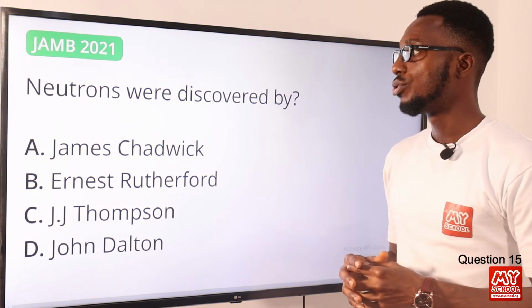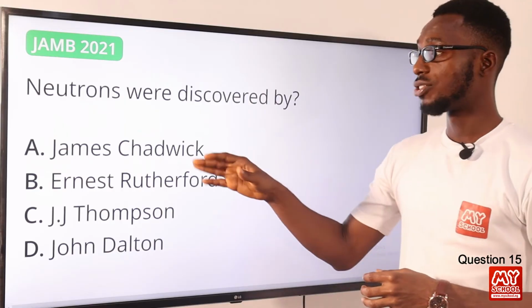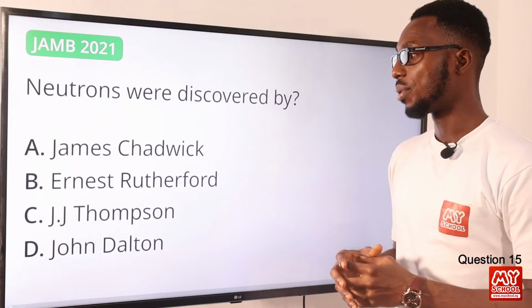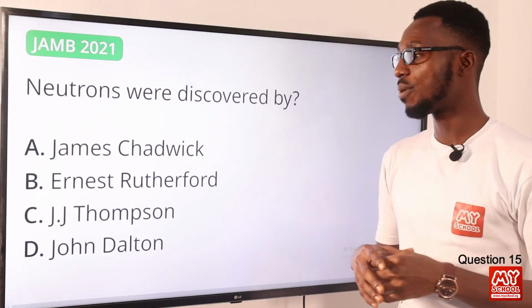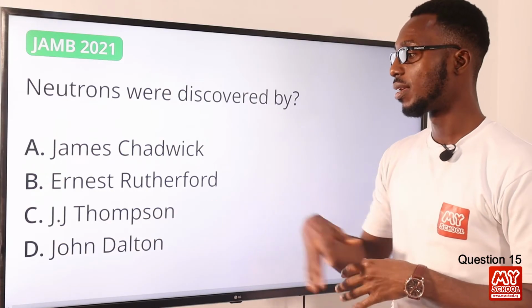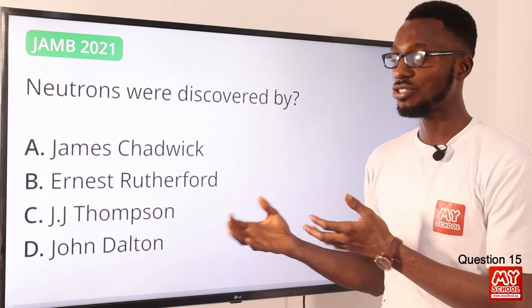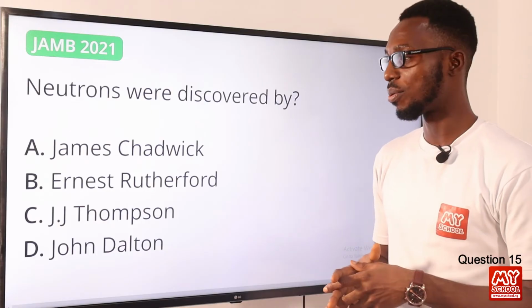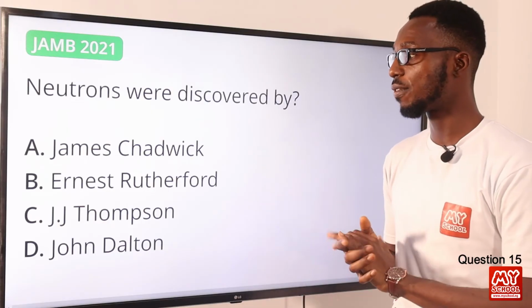15. Neutrons were discovered by Sir James Chadwick. Ernest Rutherford, we are looking at the nuclear structure of an atom. Joseph John Thomson, that is the electron. Then John Dalton, you can talk about Dalton's atomic theory. So the correct option is option A for James Chadwick.